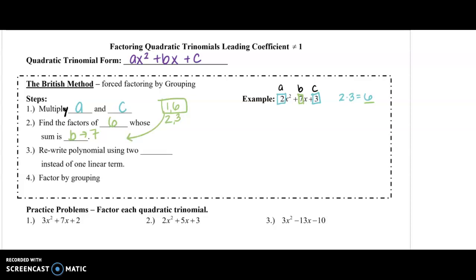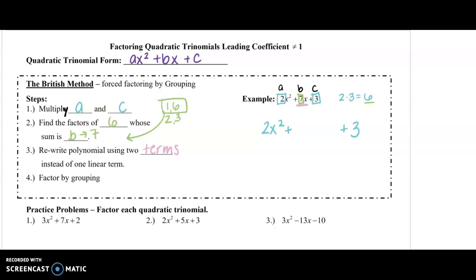So then this next step: rewrite the polynomial using 2 terms instead of 1 linear term. What I'm actually going to do is replace 7x with the 2 terms that I know add up to it. So what is that going to look like? This entire piece is going to get replaced. So 2x squared stays, plus 3 stays.